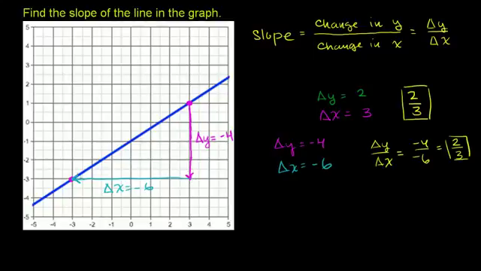-4 over -6. If I viewed this as my starting point, I could say that I went up 4. So my change in y would be 4. And then my change in x would be 6. And either way, once again, change in y over change in x is going to be 4 over 6, 2/3. So no matter which point you choose, as long as you think about it in a consistent way, you're going to get the same value for slope.